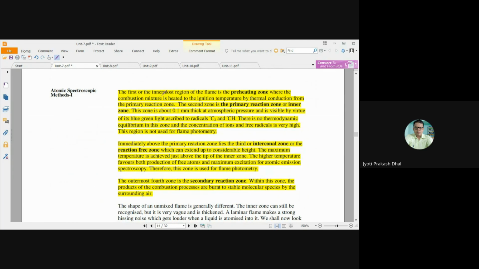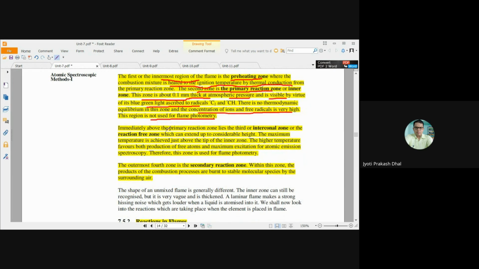The first or innermost region of the flame is the preheating zone, where the combustion mixture is heated to the ignition temperature by thermal conduction from the primary reaction zone. The second zone is the primary reaction zone, that is the inner zone. The zone is about 0.1 millimeter thick at atmospheric pressure and is visible by virtue of its blue green light due to C2 radicals and CH radicals. There is no thermodynamic equilibrium in the zone, and the concentration of ions and free radicals is very high. This region is not used for flame photometry.